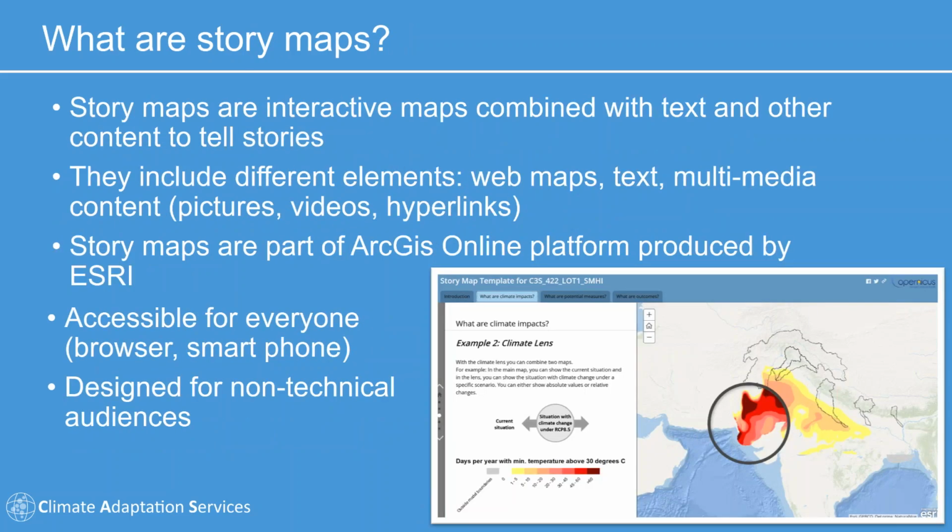All right, so what are actually story maps? You see a picture in the right-hand corner of a story map. Story maps are interactive maps that you can combine with other media, so with text, for example, with pictures, with photos, or with videos. They were produced by Esri, which is one of the biggest mapping companies in the world. They are accessible for everyone, so you can open them in a browser or on your smartphone. And they were particularly designed for non-technical audiences. So it's really a user-friendly tool.